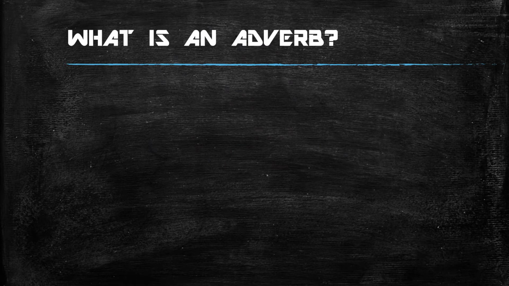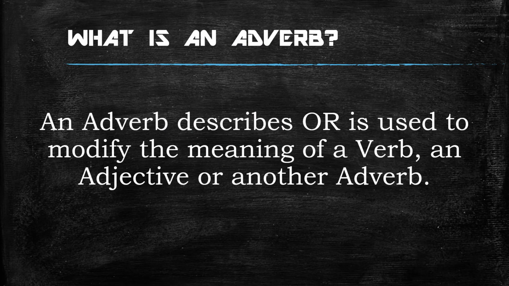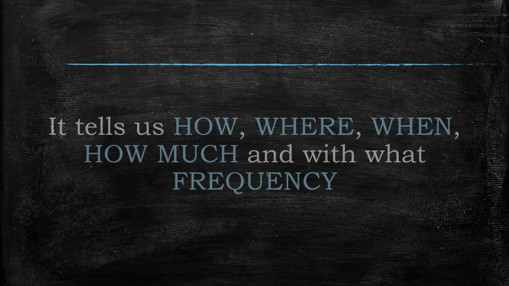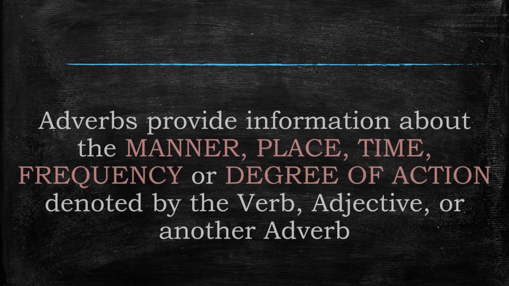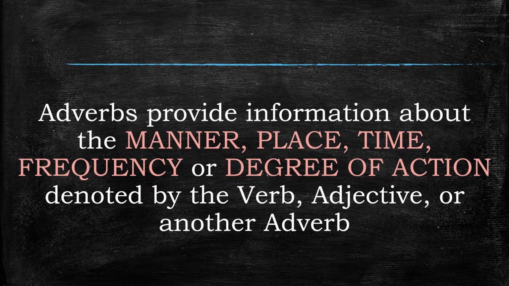What is an adverb? An adverb describes or is used to modify the meaning of a verb, an adjective, or another adverb. It tells us how, where, when, how much, and with what frequency. Adverbs provide information about the manner, place, time, frequency, or degree of action denoted by the verb, adjective, or another adverb.